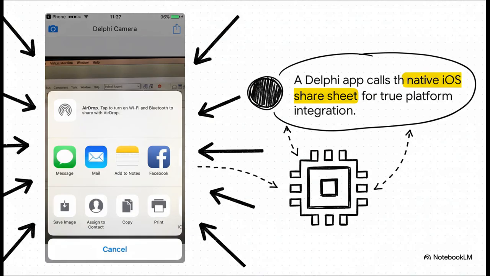And this is the perfect example. So you're looking at an app made with Delphi and FireMonkey. And when the user hits share, the app isn't faking it. It's not drawing its own version of the share dialog. It's making a direct call to the OS and popping up the real native iOS share sheet. That is what we mean by true platform integration.